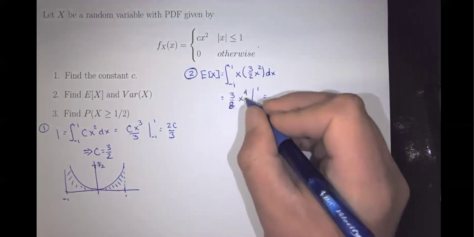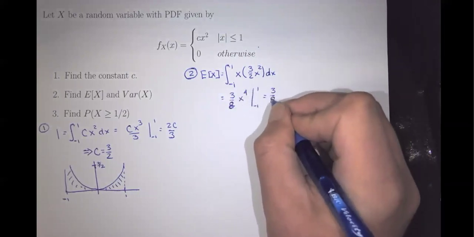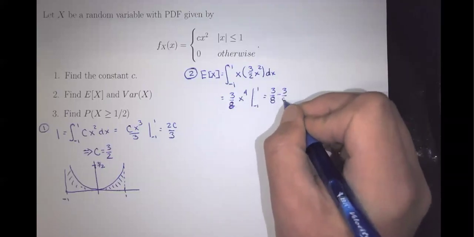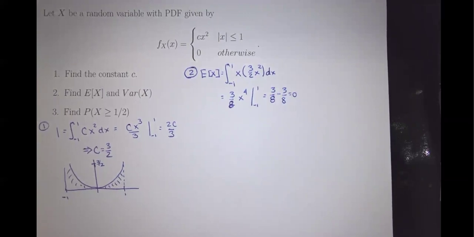And this is going to be when x is equal to 1, 3/8 minus when x is -1, we also get 3/8. And so the expected value is 0. And of course it's 0, because everything on the right balances everything on the left. So the center of this distribution is at x equals 0. So of course we would expect to average 0.